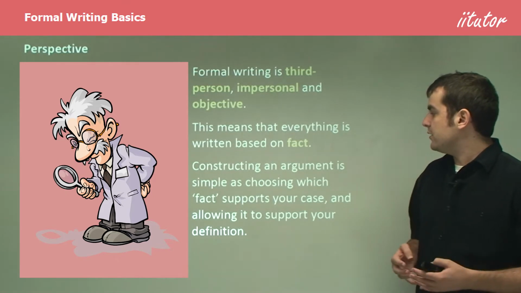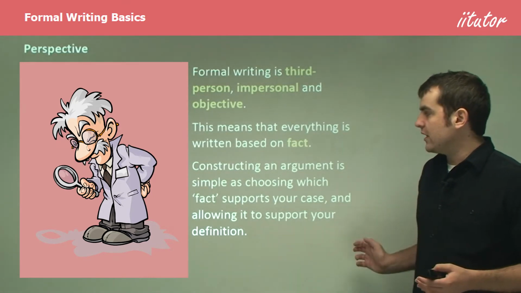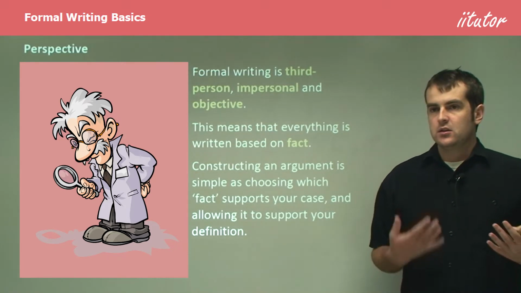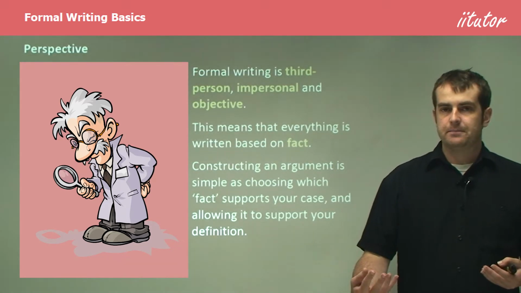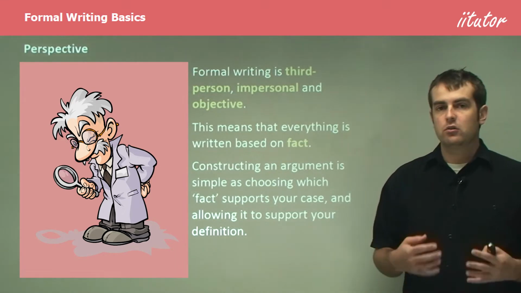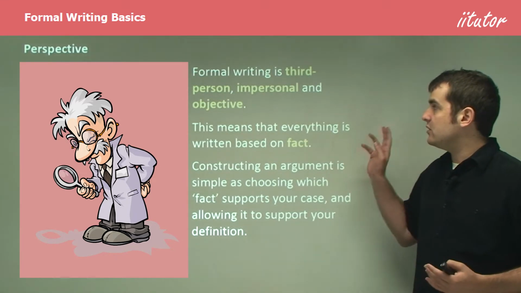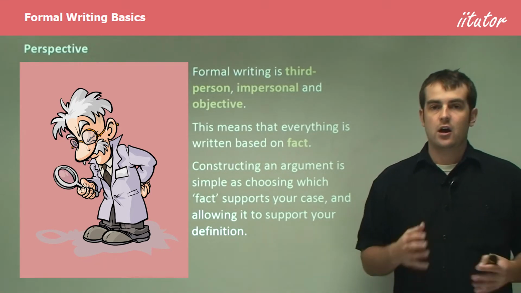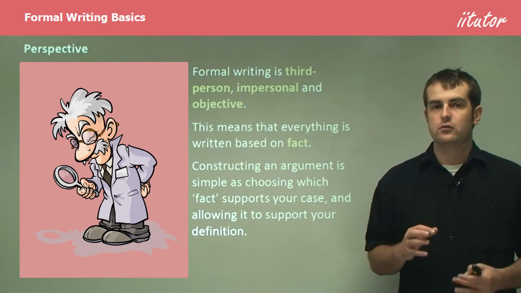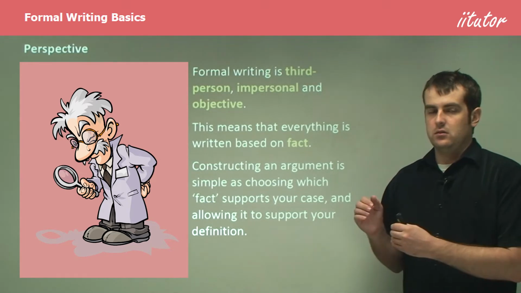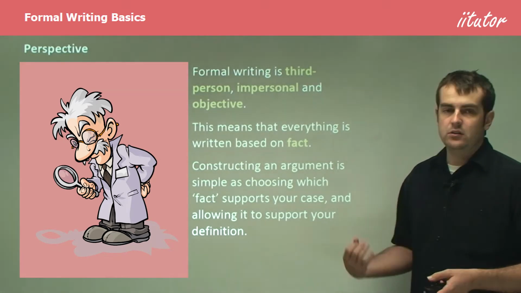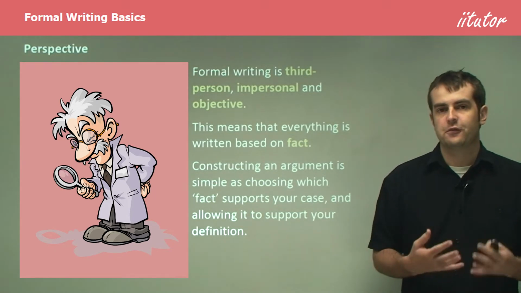Constructing the argument is as simple as choosing which fact supports your case. Because you're required to interpret things, you're interpreting facts from the text. You're doing that in a way which is your own opinion, but you're presenting it in a way which has those qualities above: third person, impersonal, and objective. So you're not saying, I believe this. You're just saying that through your interpretation, this is the idea that's come out, and not linking it to you in any way. You allow this to support your definition through that.